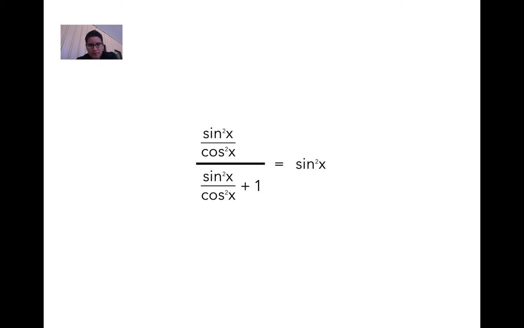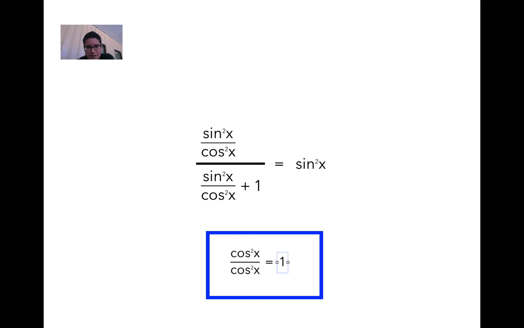I'm going to turn my focus now to the denominator position on the left side. In the denominator position I have sine squared x divided by cosine squared x, plus 1. And I'm looking at that 1 because I want to transform it into something that will mix in with the left term, sine squared x over cosine squared x. That 1 can literally turn into anything, so I'm going to transform it into something that will help me. You'll notice that I change 1 into cosine squared x over cosine squared x.